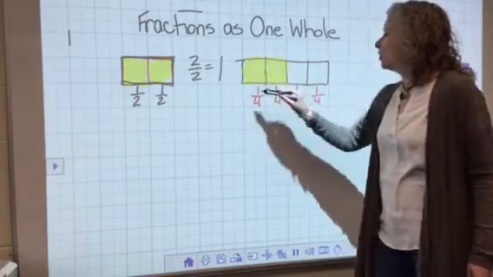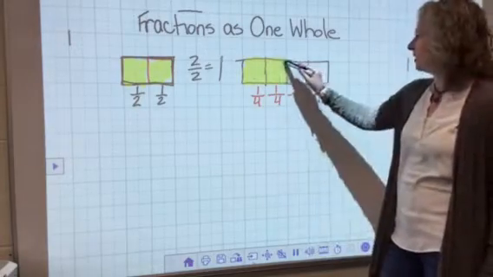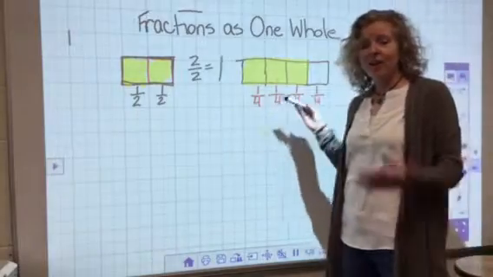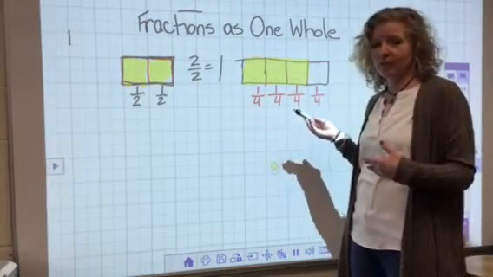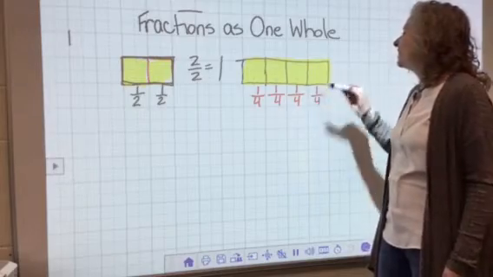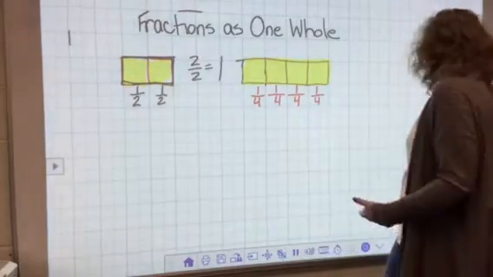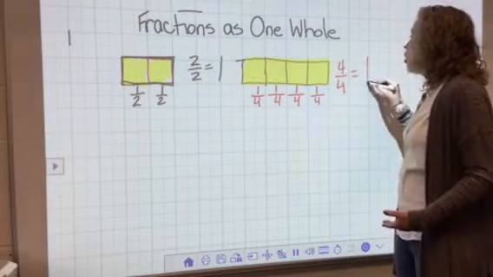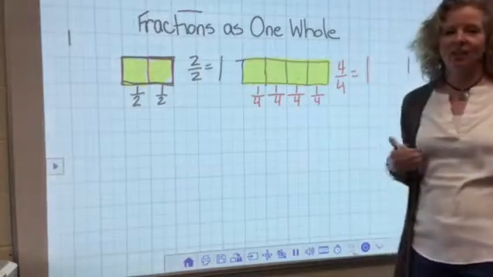Now I have 2/4 shaded in. Now I have 3/4 shaded in. All right, I have 4/4, or you know what? I have the whole thing shaded in.